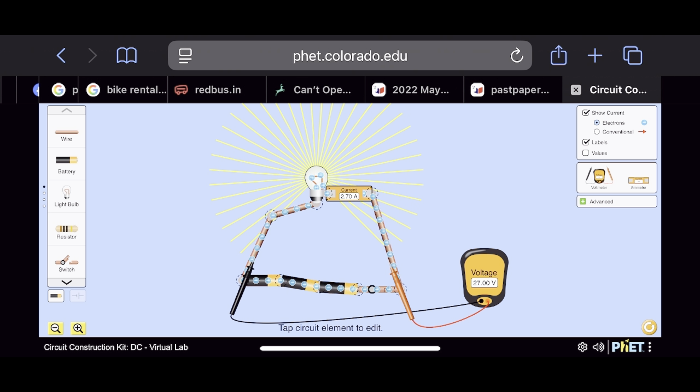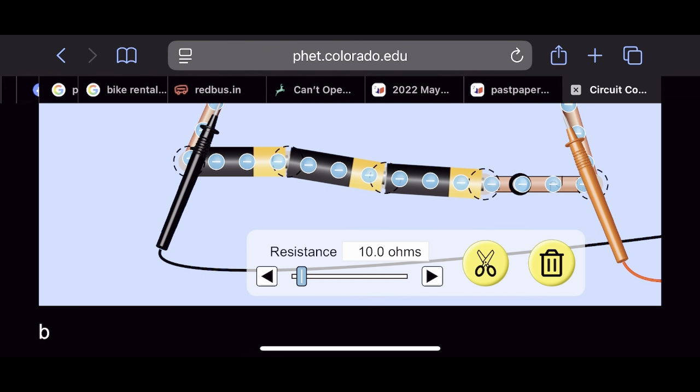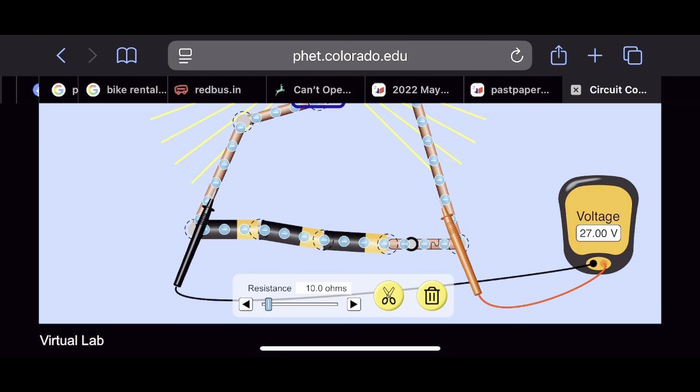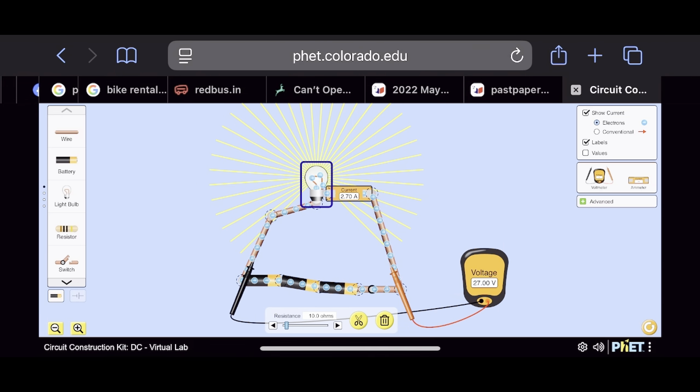Next was 27 by 2.7. We all got the values of 10, 10, 10, right? That 10 is called the resistance of the bulb. So here you are mathematically right. The resistance of the bulb is given as 10 ohms because the SI unit of resistance is ohms.